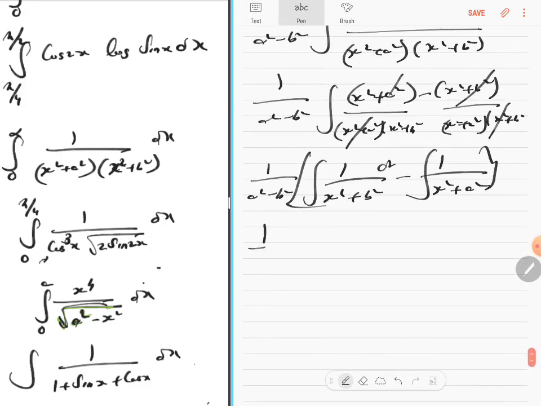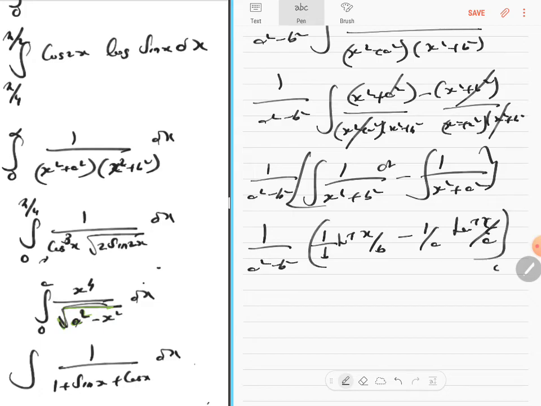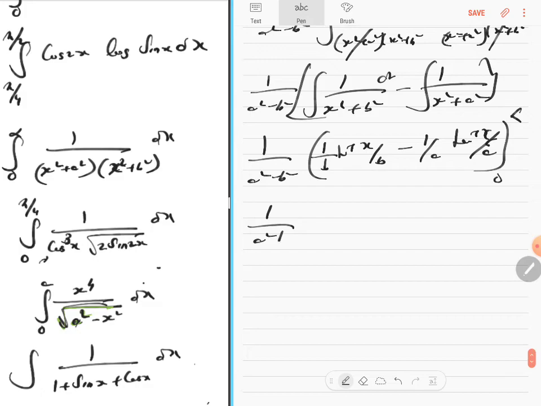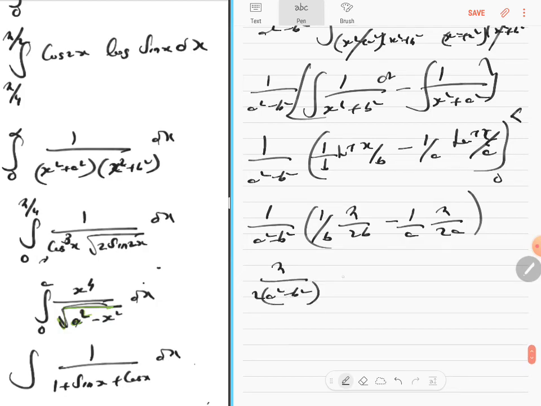So you have 1 by a square minus b square, and this is 1 by b tan inverse of x by b minus 1 by a tan inverse of x by a, integrated from 0 to infinity. On substituting, 1 by b into tan inverse of infinity, which is pi by 2, so pi by 2b, minus 1 by a into tan inverse of infinity, pi by 2a, and 0 of course will be 0 only. So you get it like this. Then if I take pi outside, I get a square minus b square, and a 2 also can be taken out common. So I'll get 1 by b square minus 1 by a square.